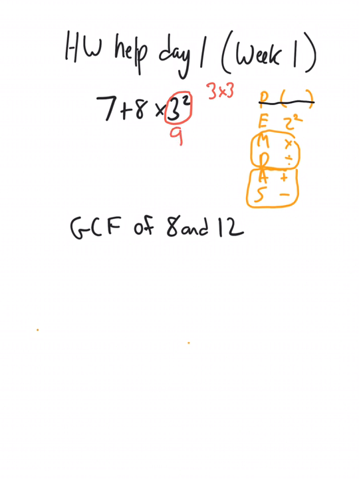Now then, you bring down everything else from the problem. So the times, the 8, the plus, and the 7, and you start all over with a new problem. Now, when I go through, I no longer have exponents. So then I look, do I have multiplication and division? Yes, I do. I have a multiplication problem. So I have to do 8 times 9. So 8 times 9 is 72.